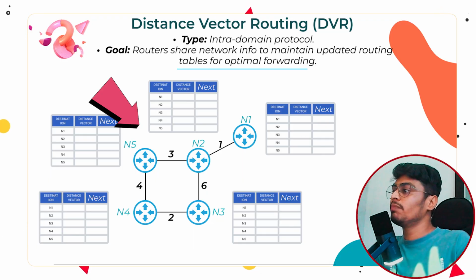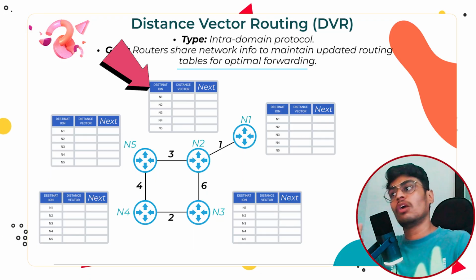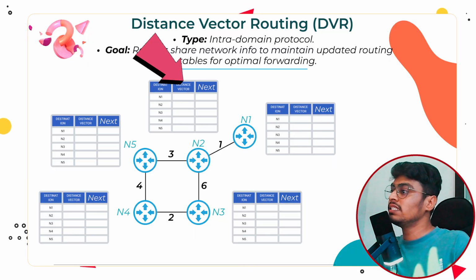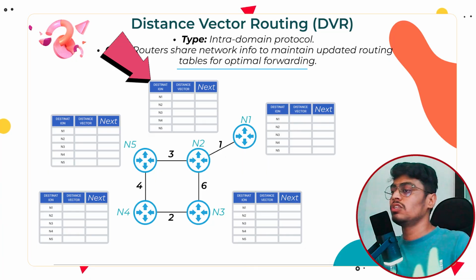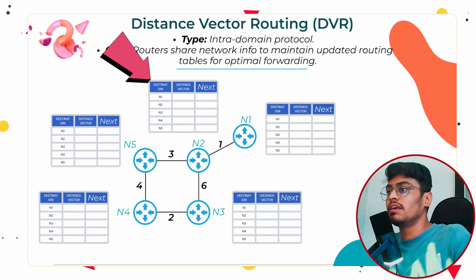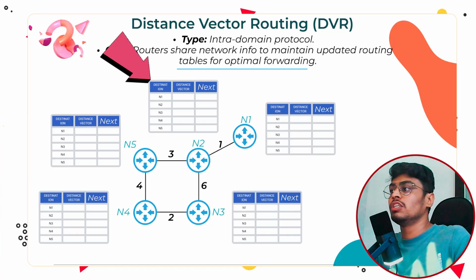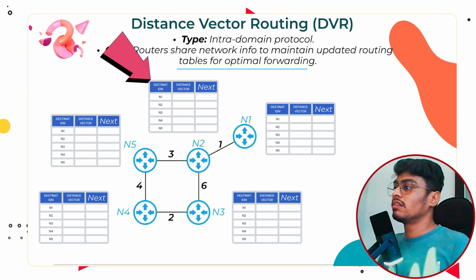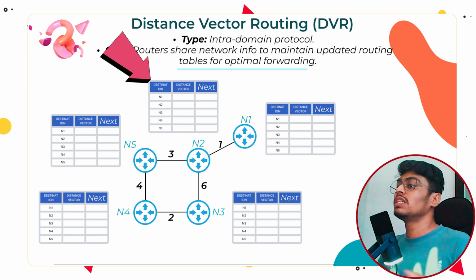Now, DVR working mechanism. Each router maintains its routing table. The routing table in DVR has three components: destination, distance, and next hop. Destination, which destination node this is. Distance, this can be considered as the cost or propagation delay or number of hops. So this is the distance column, the distance vector column. And the third one is next hop, meaning through which router it has to go.